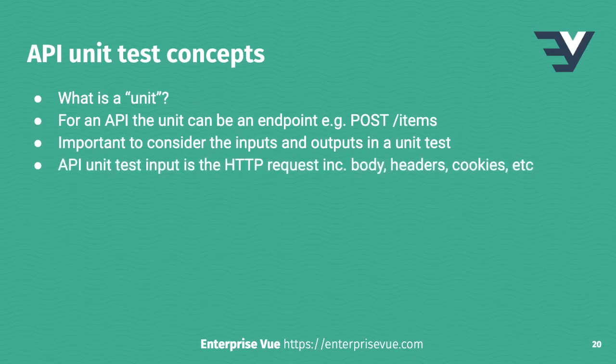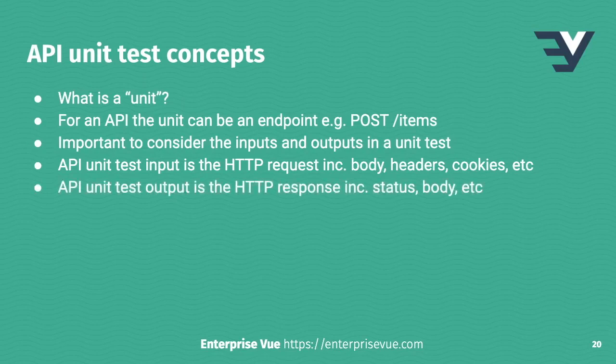Now in the case of our API endpoints, the input will be a request to the endpoint. So for example, we'll begin a test by creating a post request to items. Now this input can also include the post body, headers, cookies, and so on. The output of our test will be the response from the API. And that can also be broken down into several things like the response body, the HTTP status, and again the headers and cookies and so on.